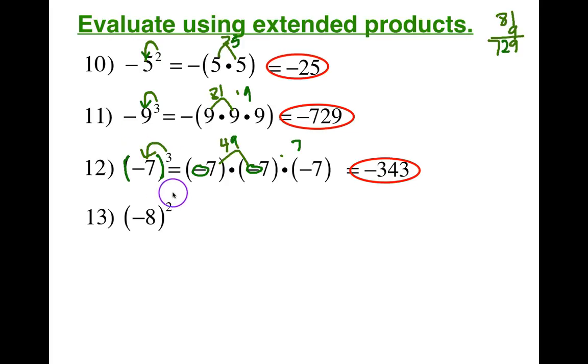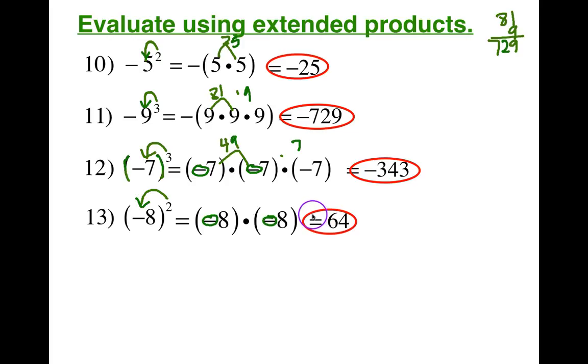And you're going to see that with more practice. Okay, so here, what is being squared? It is a negative 8. So we're going to go ahead and square negative 8. A negative times a negative, let's see, they can pair up. That's going to be positive. So it's going to be a positive 64.